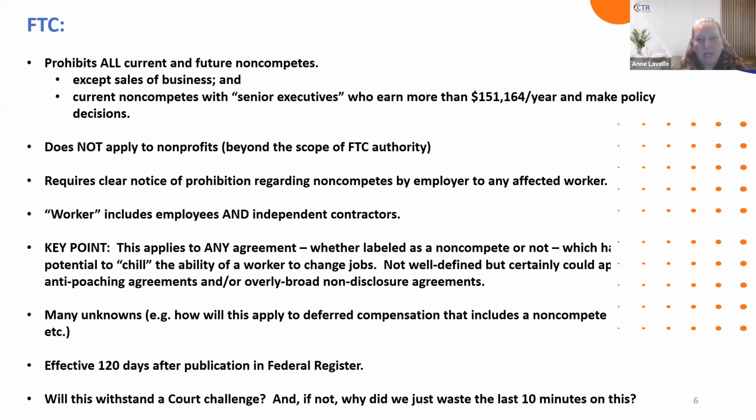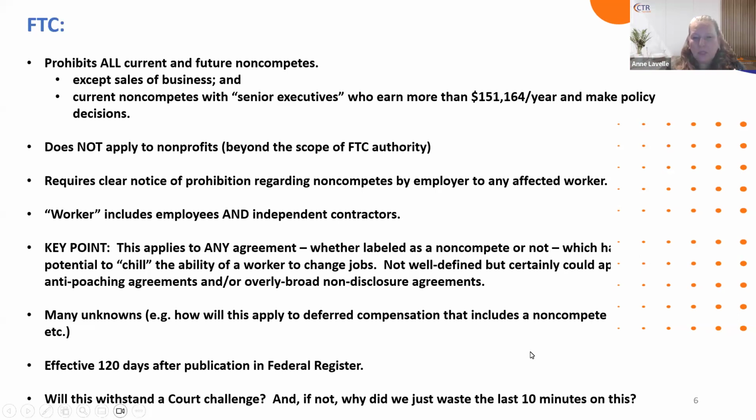But there's already court challenges. Anytime the federal government does anything, either party, whatever, the other party is challenging it. And I stay apolitical. I'm just saying there's always a legal challenge. So can this withstand a court challenge? A lot of people don't think so. So this may be a lot of hoo-ha for nothing. You may be saying, great, we just wasted the last 10 minutes. I really want to hear about the FLSA, and she's babbling about non-competes.